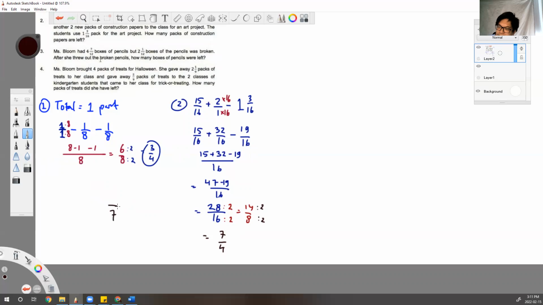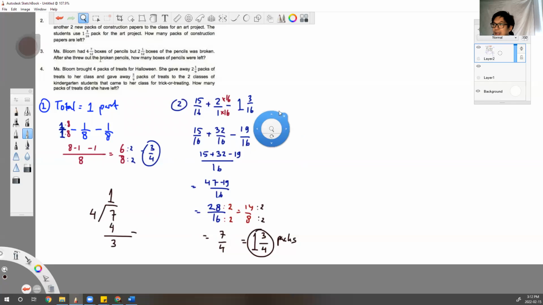So 7 divided by 4, that's the way you do it. The nearest is 1, 1 times 4 is 4. Use the regular division. 7 minus 4 is 3, so the leftover is 3, the remainder cannot be divided further by 4. So you write 1 for the whole number, 3 for the remainder on the numerator, and the 4 on the denominator. That's it. Packs. Don't forget to put the unit.